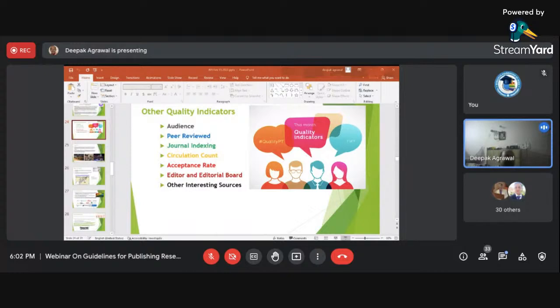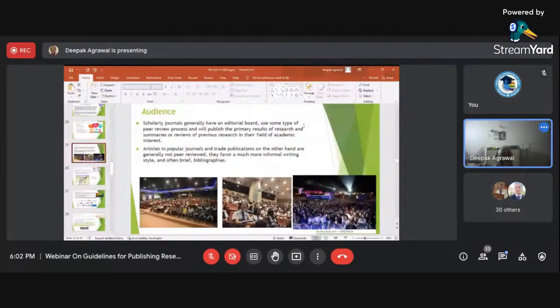Quality indicators: second is the peer review, third is the journal indexing, fourth circulation count, acceptance rate, editorial board, and other resources. So let us move one by one. Already discussed: for which type of audiences you are focusing upon, accordingly you need to prepare the paper.